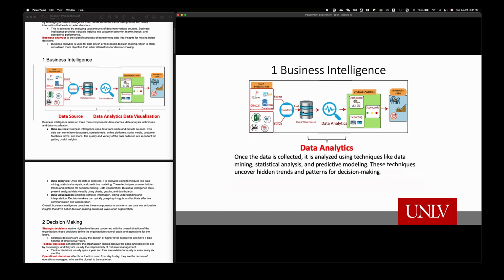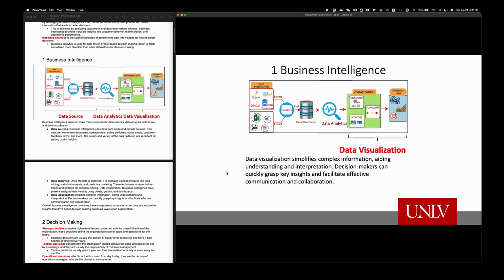Once the data is collected, it is analyzed using techniques like data mining, statistical analysis, and predictive modeling. These techniques uncover hidden trends and patterns for decision making. Data visualization: business intelligence tools represent analyzed data visually using charts, graphs, and dashboards. It simplifies complex information, aiding understanding and interpretation. Decision makers can quickly grasp key insights and facilitate effective communication and collaboration.